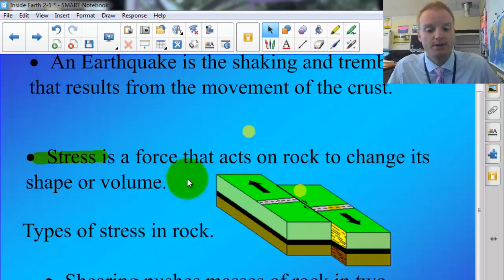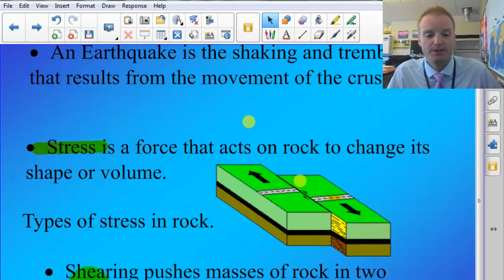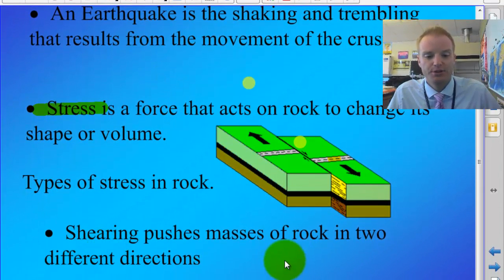So our first type of stress in rock is called shearing. And shearing pushes masses of rock in two different directions. You can see it here in the picture in two opposite directions. This is going to form, if you remember from the last chapter, the transform boundary would be caused by this type of stress. Simple enough.